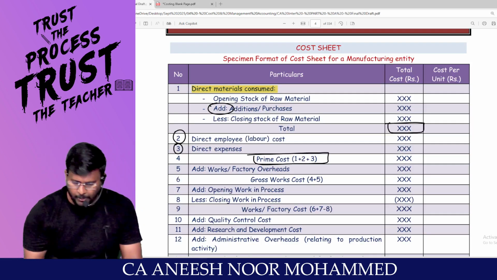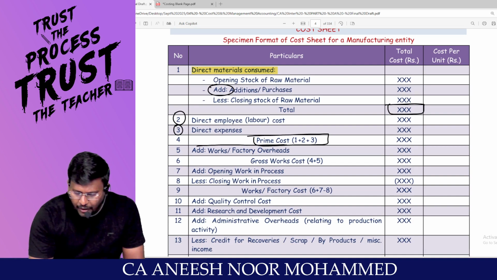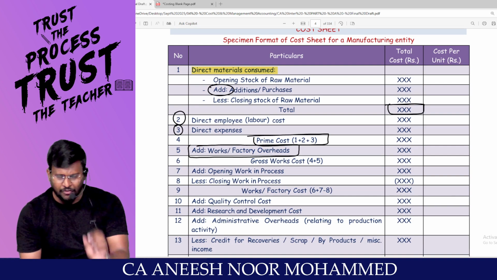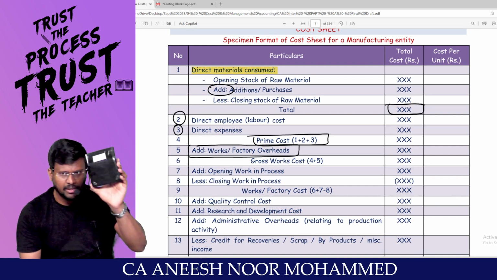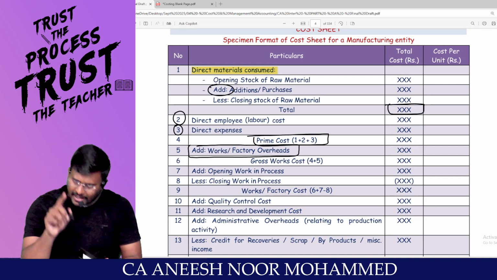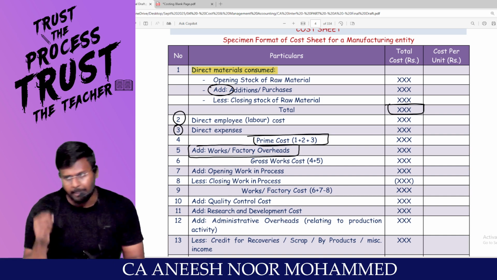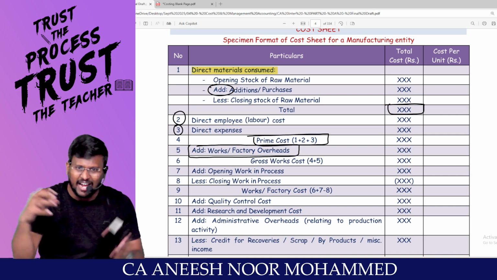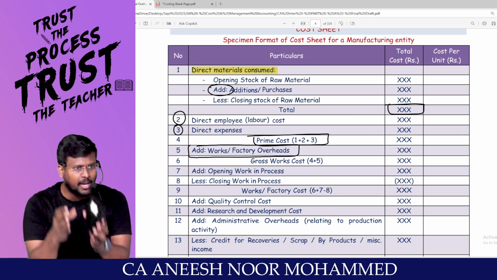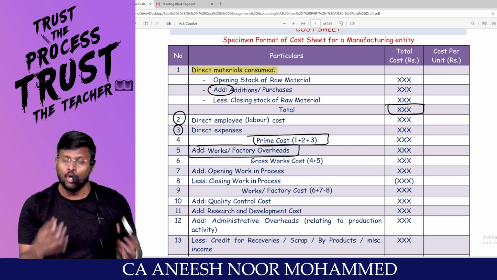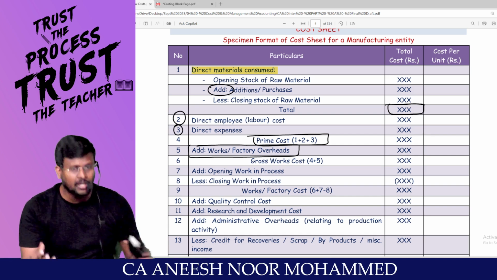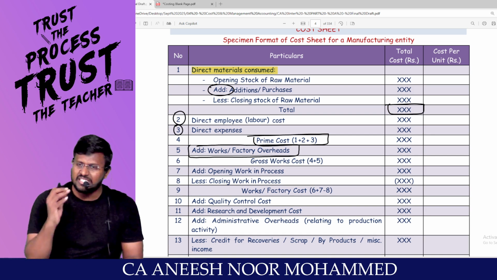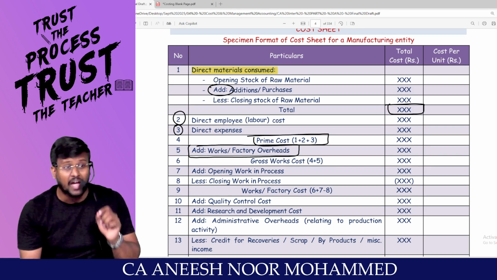So my dear lovable students, add factory overhead. First I have incurred the direct material consumed, direct labor, direct expenses, which is prime cost. Next, I have to integrate the material, labor and expenses in one place. For that I need a factory. Inside the factory I will be incurring expenses. Such an expense is called factory overhead.